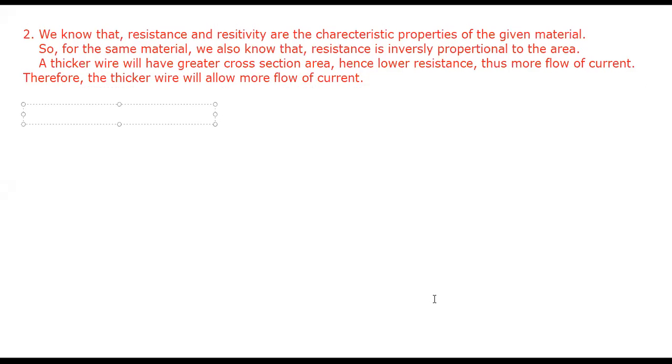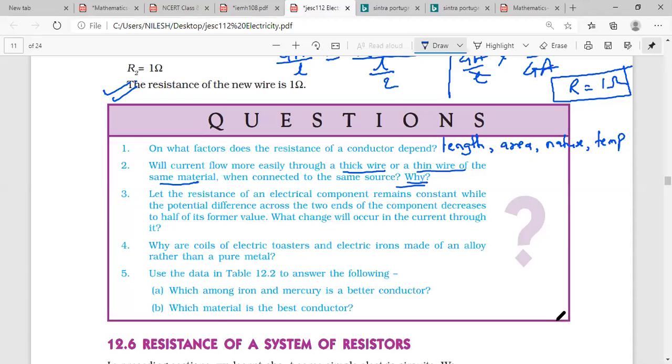Yes or no? Yes, sir. Let me go to the next question. Let the resistance of an electrical component remain constant while the potential difference across the two ends decreases to half. So what will happen to the current? It will also decrease to half.